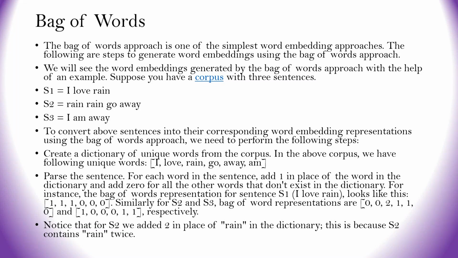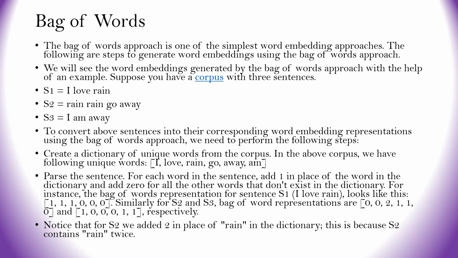What does the bag of words approach do? It is one of the simplest word embedding approaches, where we had a discussion already, with the use of term frequency calculation. Here we have, suppose, three sentences. Sentence one, we have I love rain, and in the second sentence, rain, rain, go away, and I'm away is the third sentence, let's say. This is the corpus with sentences we have.